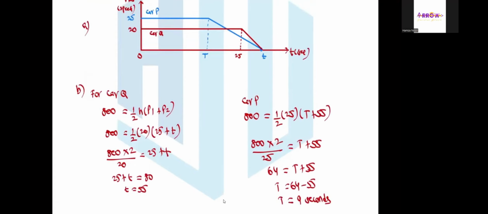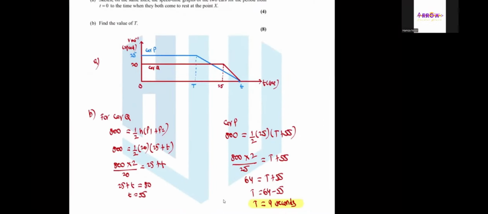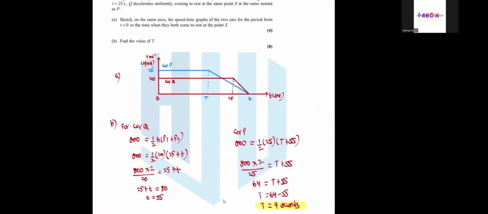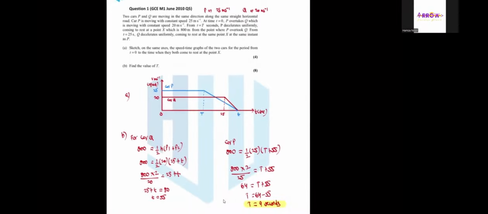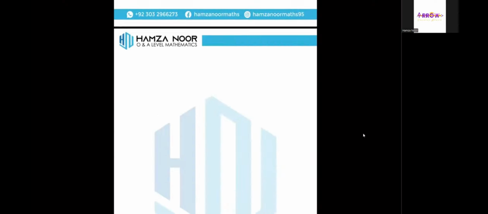And as you can see, this value of uppercase T is less than 25, so this makes sense. So this was basically the working for part B. This was question number 1 of the handout, GCE M1 June 2010, question number 5. So now let's move on to the next question. All right, so now let's move on to question number 2.